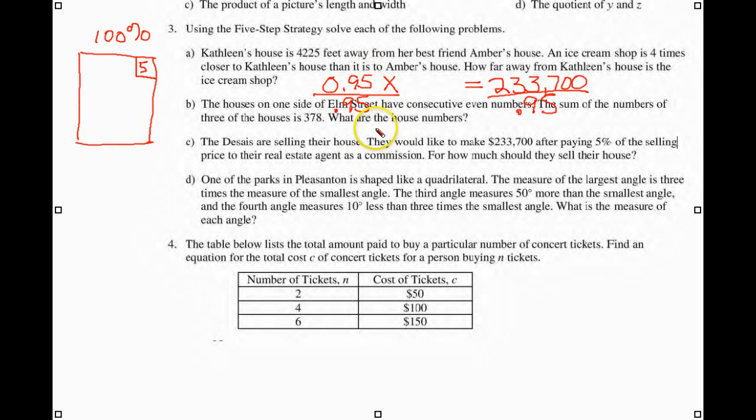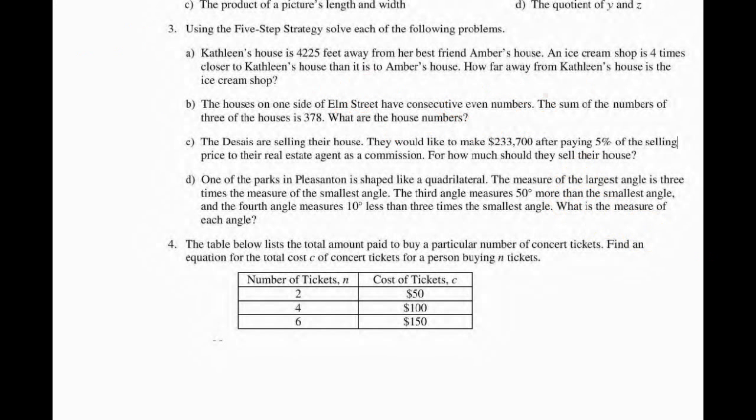So when I do that, and you can just use your calculator for that, you end up with $246,000 should be their asking price if they want to end up with this after paying 5%. And again, some of you may still not see that, but look at this carefully and you can watch the tape again. Okay, let's go on to the next one here.